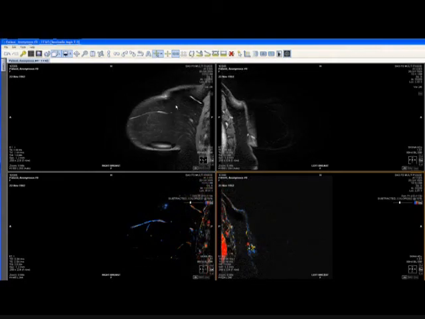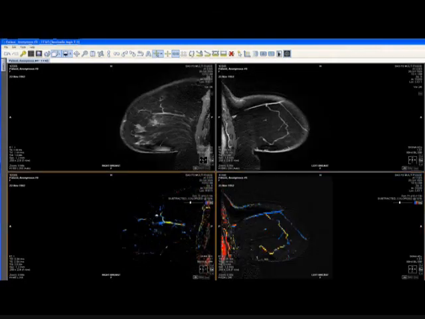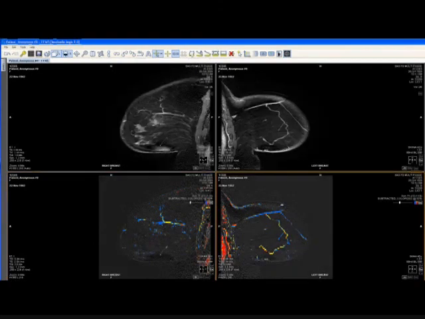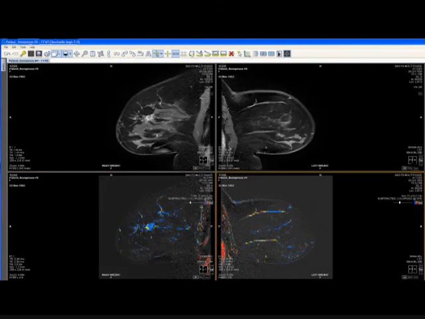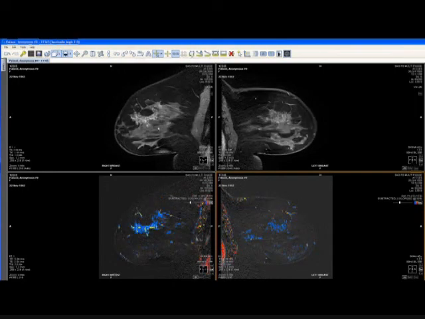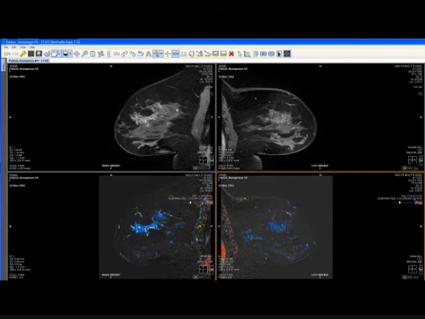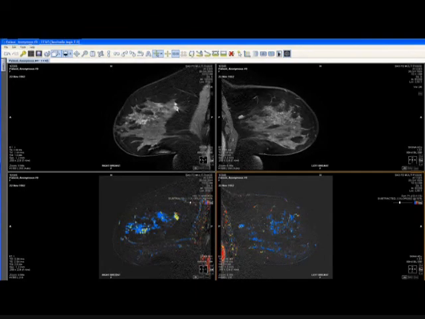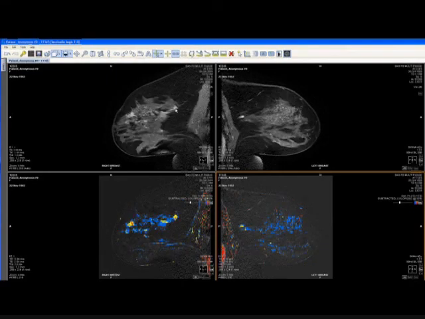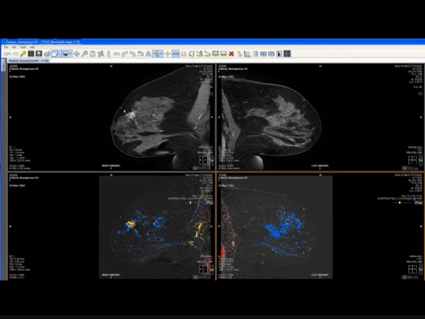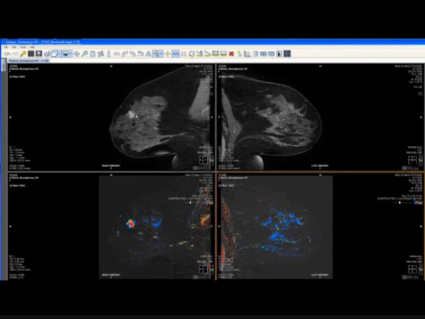And again, beginning medially and stepping through sequentially. You can see a spiculated mass here with rim enhancement, some degree of plateau kinetics, another discrete mass here, a little bit lobulated, not clearly spiculated in its margins. Here, a very classic appearance for cancer.